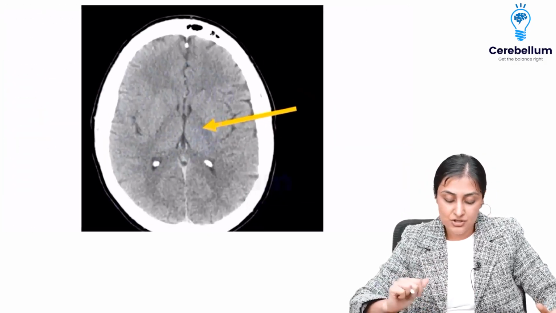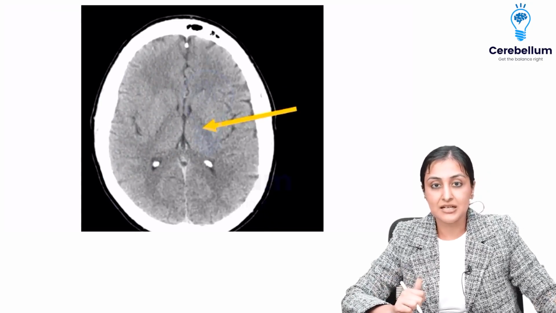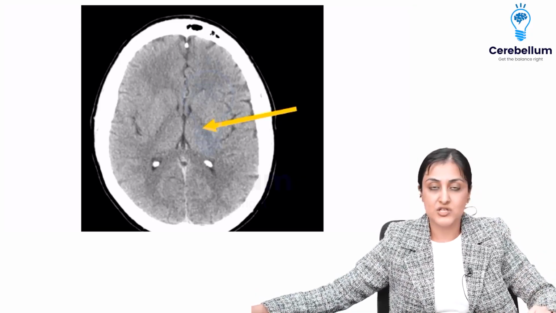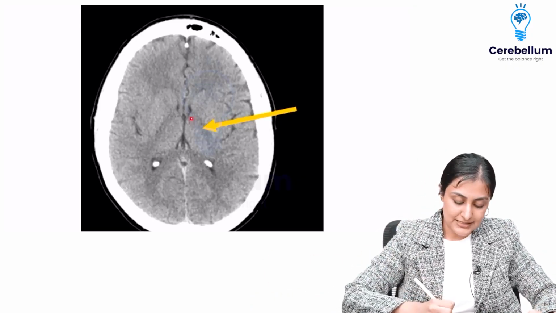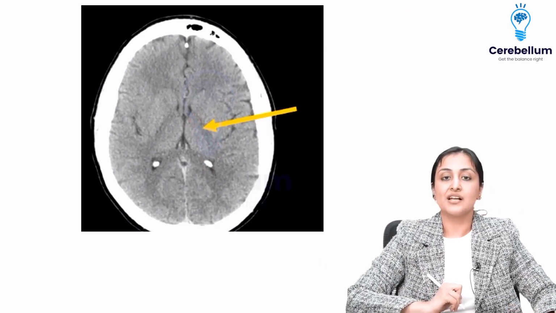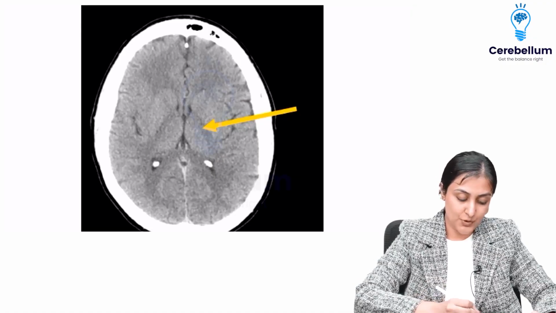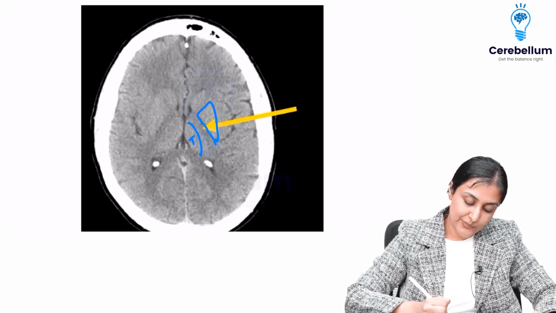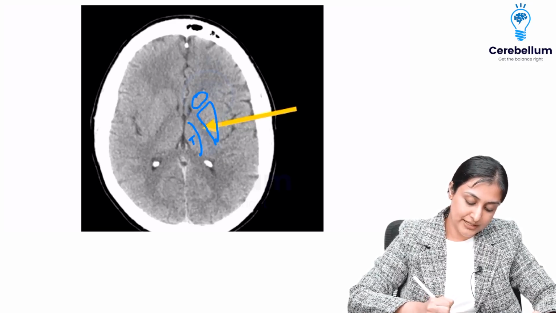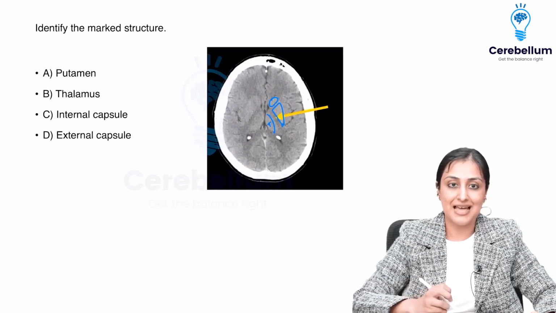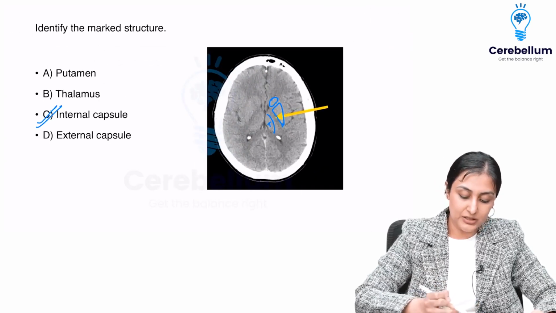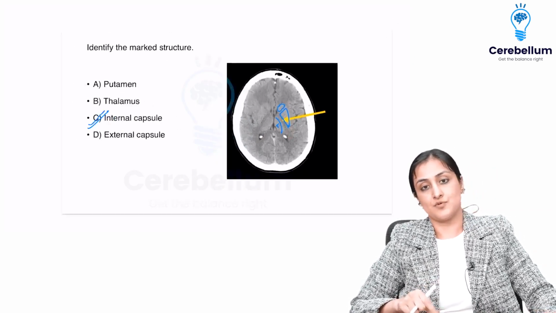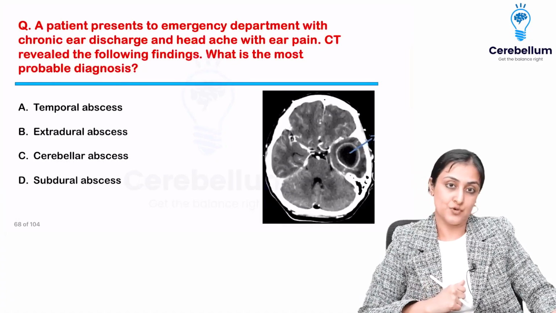Identify the marked structure. A lot of students mark this incorrectly, but look at the density. Is it basal ganglia or is it internal capsule? So you can see this is darker. What is darker is white matter here. So you can see this is the thalamus. This is the lentiform nucleus. This is the caudate, and what has been marked where the arrow exactly is, is the internal capsule, and lateral to it lies the external capsule. So this is the internal capsule here.